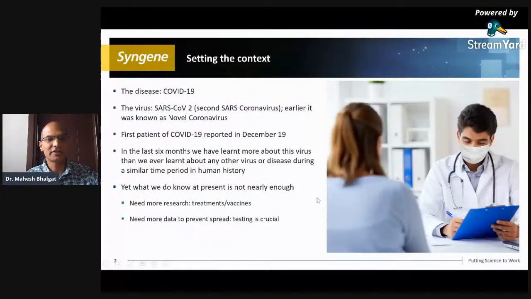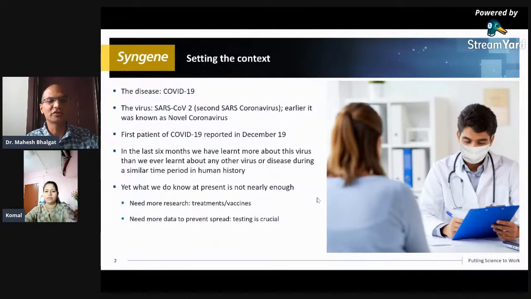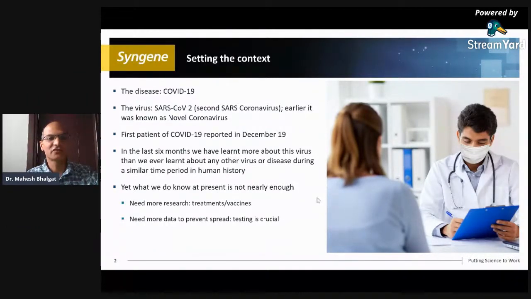So I'll start by setting the context around what we want to talk about today, which is a specific aspect of what the entire world is faced with, the coronavirus pandemic, which is causing this disease, which is referred to as COVID-19. So we hear both of these words. COVID-19 is, of course, the disease that is caused by the virus. The virus, which was originally called a novel coronavirus, has now been called SARS-CoV-2. And I'll come to that in a little bit with regards to the background and history around coronaviruses.